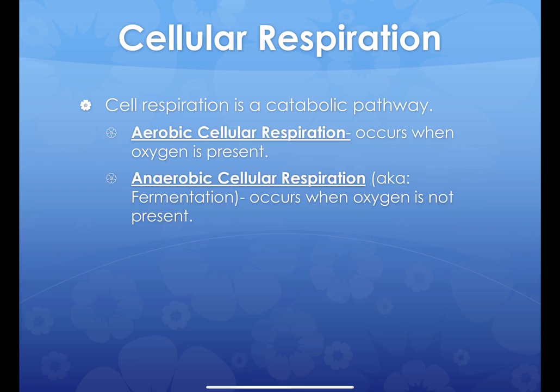So, when we look at cellular respiration as a process, it can occur in two different ways. It can happen aerobically. You should probably be able to figure out what that means by the name. Or anaerobically. Aerobic means that oxygen is present. Anaerobic, oxygen is not present. And anaerobic respiration is also known as fermentation.